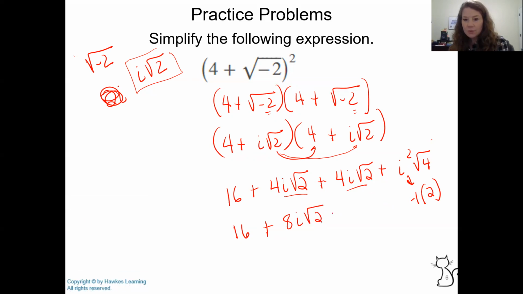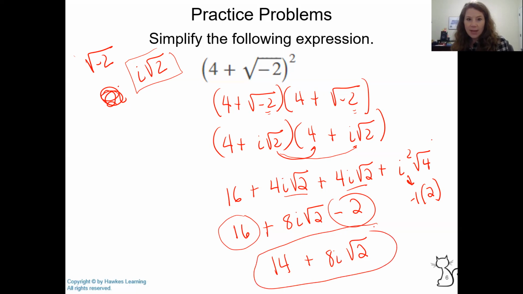Square root of 2 minus 2. All right, so now we have two like terms. We have 16 minus 2 is 14 plus 8i square root of 2. And that is our final answer. Okay? All righty. And we got that by FOILing.